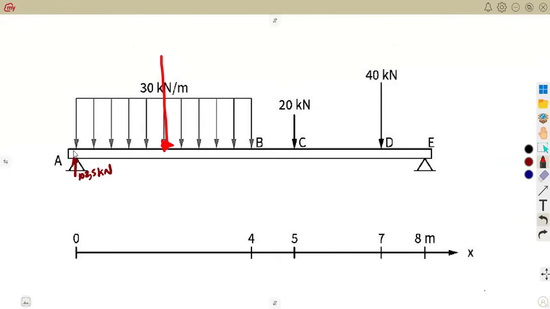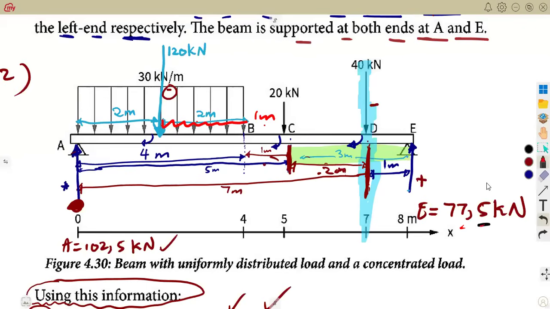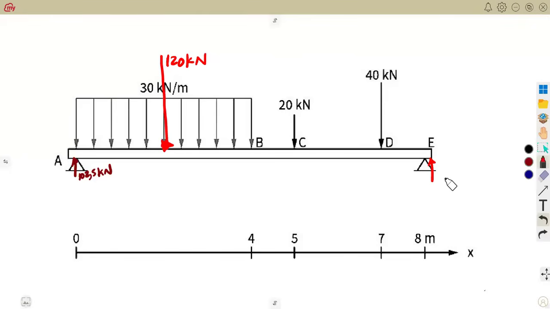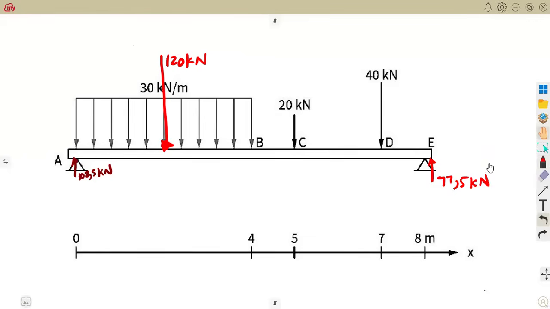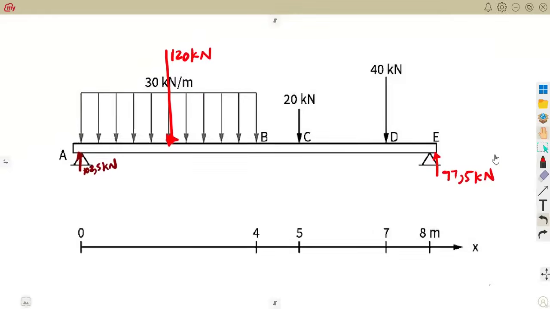But we just have one distributed part there, so it is not going to give us much stress. 30 times the 4. Remember, the length of this part was 4 meters. It gave us 120 kilonewtons. All right, then we also calculated this one at E. Remember, E gave us 77.5 kilonewton, like this. So this is what you actually had from this presentation.